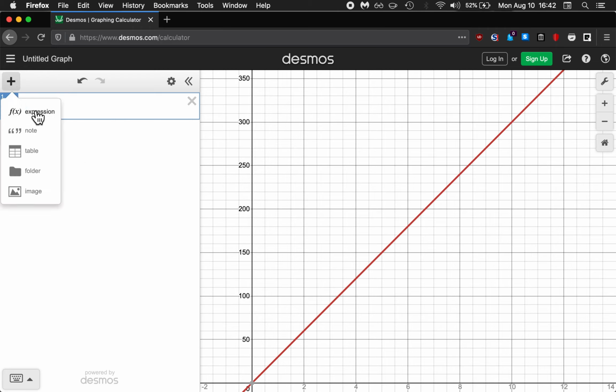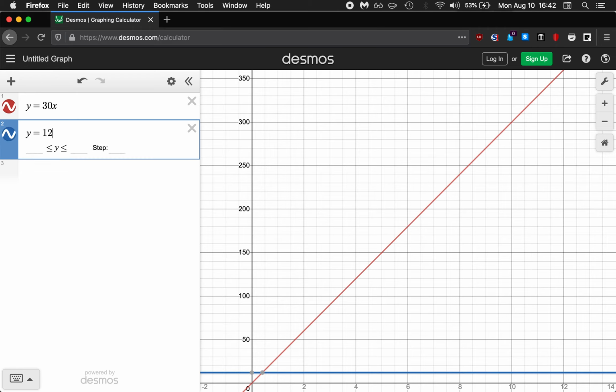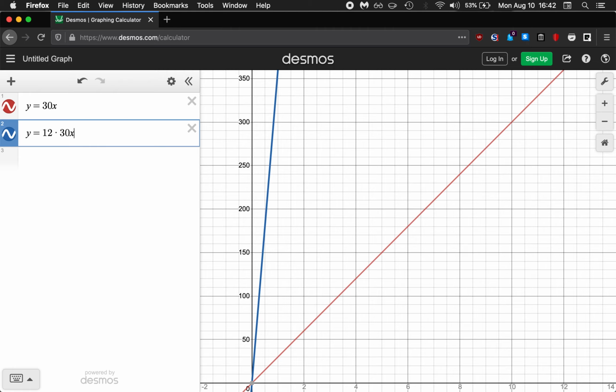My second function is going to be the position of the minute hand. So the minute hand goes all the way around once an hour. So that's going to be 12 times as fast as the hour hand. So I can start off and say y equals 12 times 30 times x. And now I've got a problem here, that my function goes outside the bounds, right? So if this was on a clock, I'd be wrapping around.